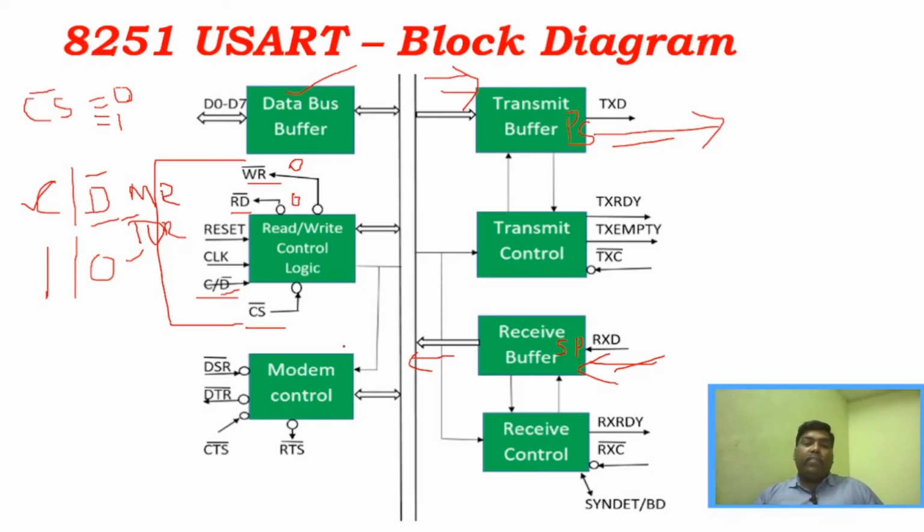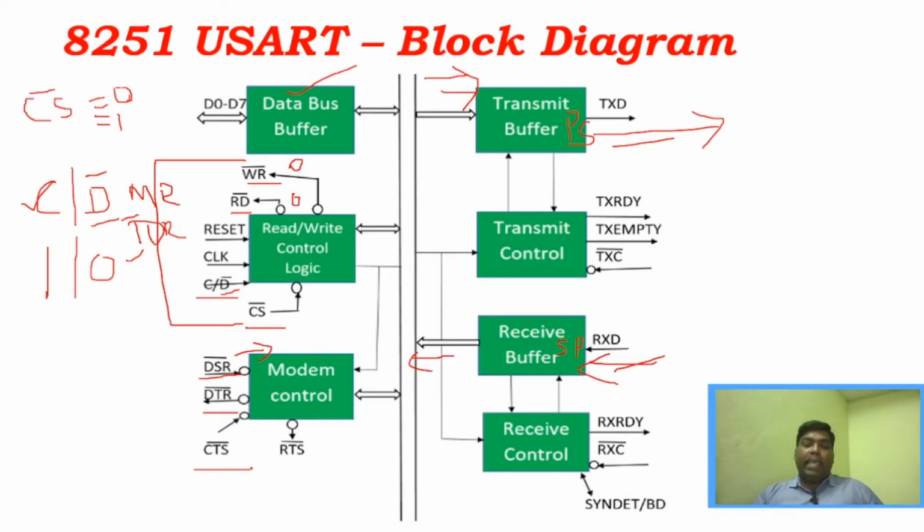And apart from that, the very important thing is it has modem control, right? This modem control has several control signals, which is DSR, which is nothing but data set ready. Whenever data set is ready, it will be indicated by this input pin. And similarly, data terminal ready, that is, whenever there is data to be sent, this pin will be active. And we have two more control signals, that is clear to send.